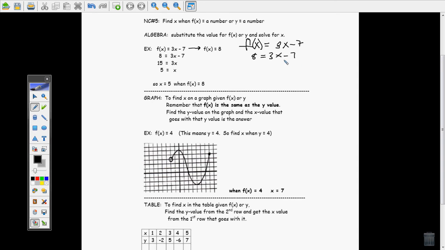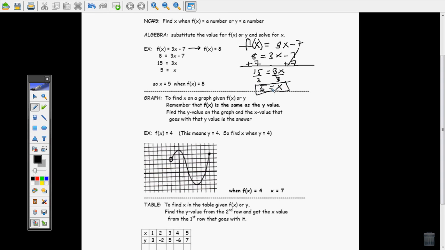So the way you do it is, here we would first have to add 7 and write it just like this every time. Add 7 to each side. Remember in algebra, what you do to one side, you have to do to the other. Minus 7 plus 7 cancels. Bring the rest down. 8 plus 7 is 15 equals 3x. Now divide by 3. This cancels and you get x equals 5.